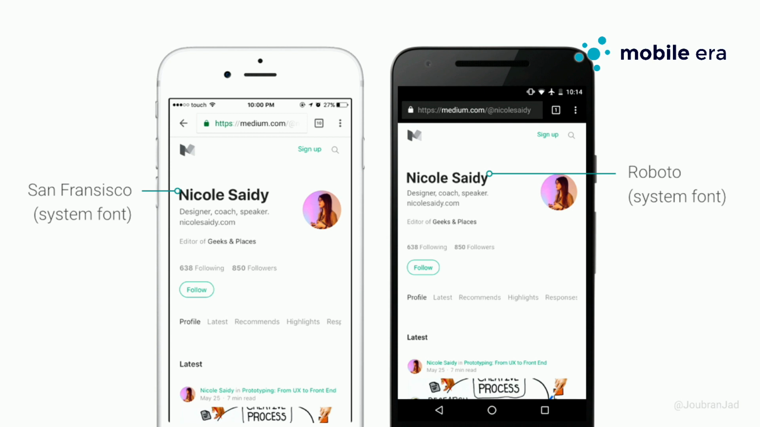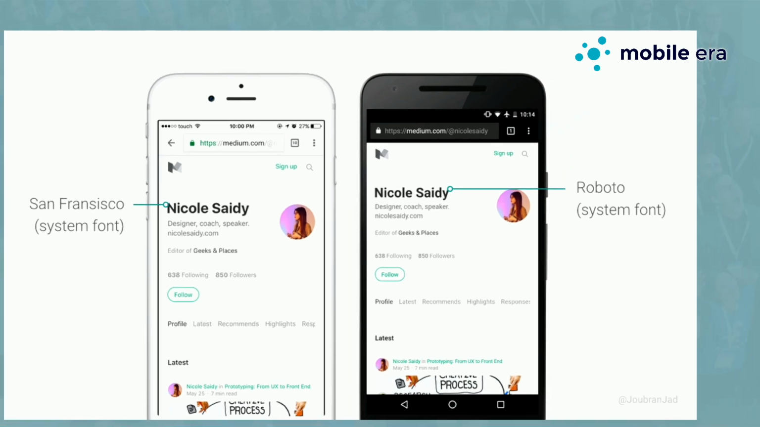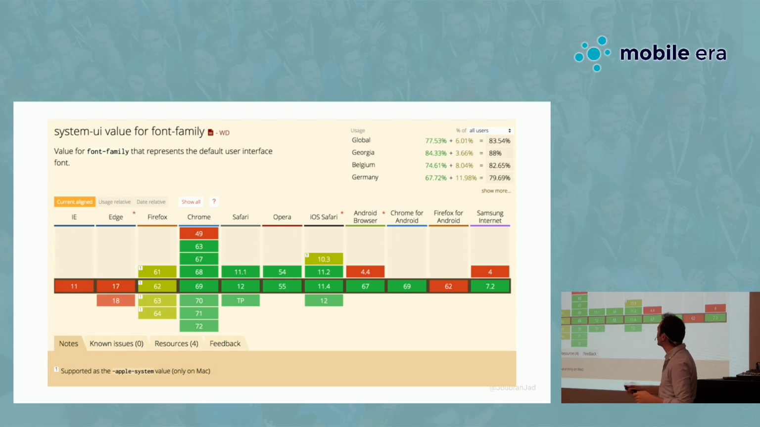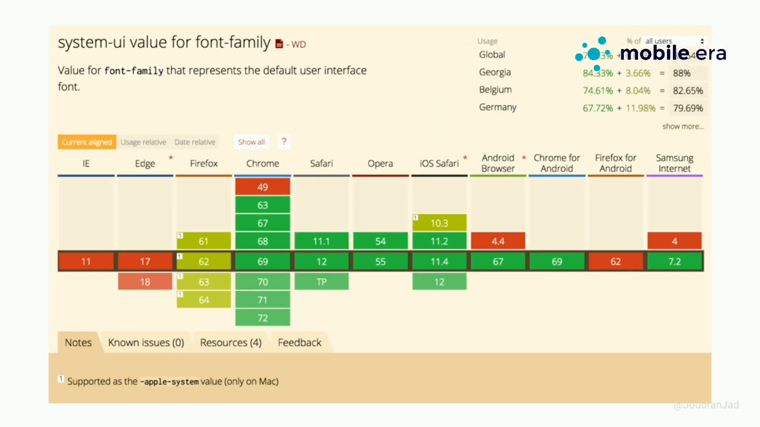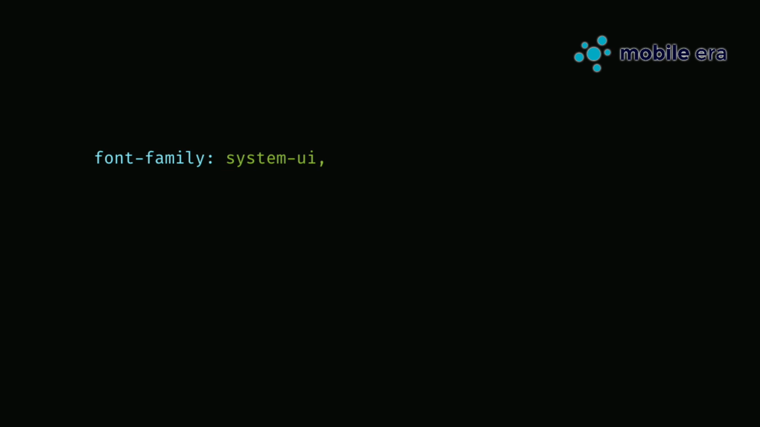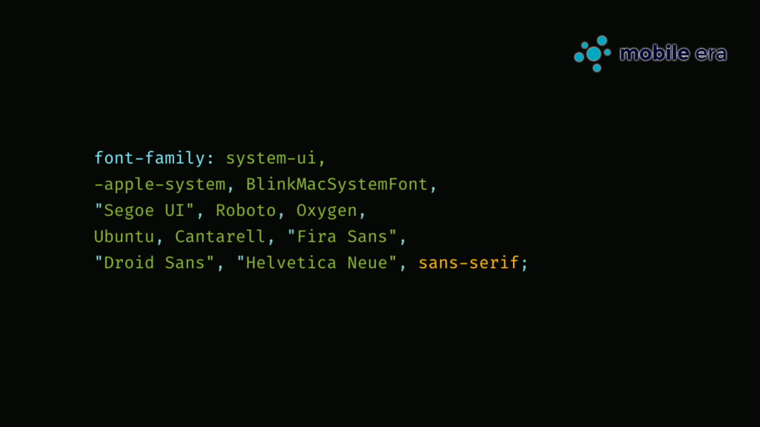Now the question is, is there a nice and easy way to use system fonts? Maybe there is. It just doesn't work on all browsers. It's just system-ui, which is really cool. But browser support is not the best for it. But you could still use it. Let me show you how. You could simply say font-family: system-ui, and then you basically fall back to all other possibilities. This is one I copy-paste.